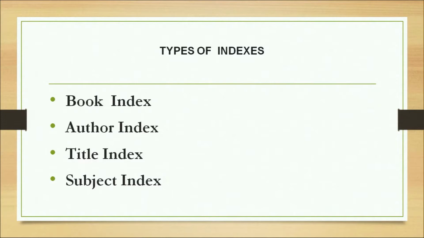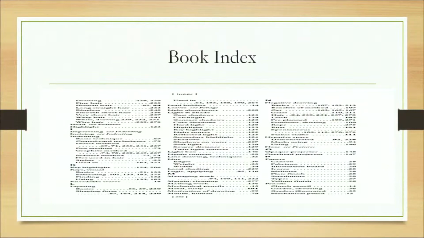Then we have different types of indexes: book index, author index, title index and subject index. Learners, you must have seen this kind of index at the end of the book. In fact, the index at the end of the book does not include all the terms which are there in the book. It only lists important keywords which have been covered in the book. It does not cover stop words like of, in, and the. Keywords are important concepts which have been covered in the book.